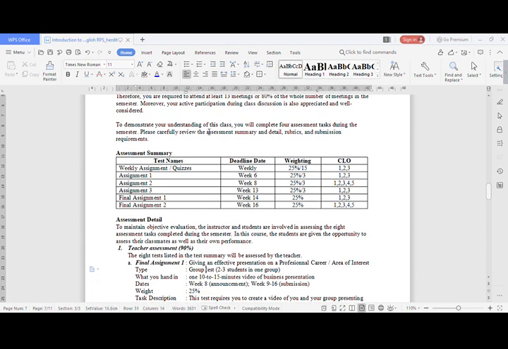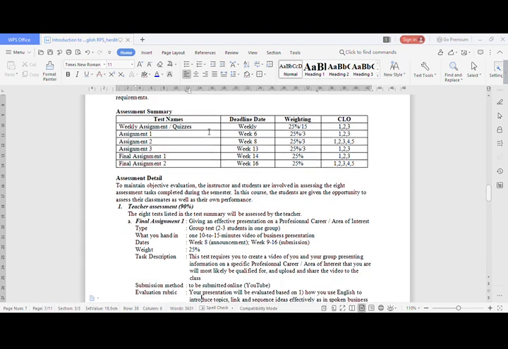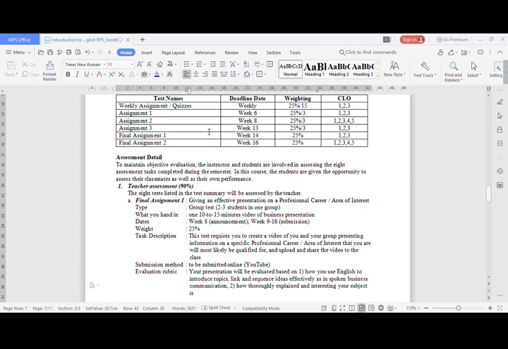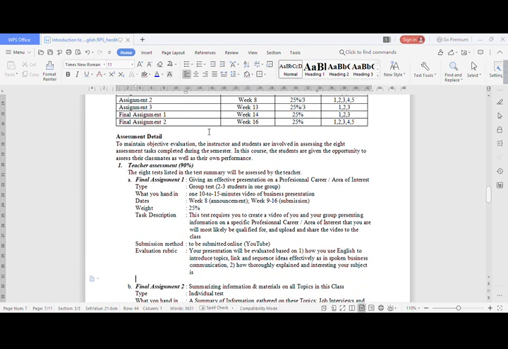Also, let's focus on that for a bit now. The assessment details are the final assignment 1, giving an effective presentation. As I said before, you choose an article or two, and then you talk about it for 10 to 15 minutes on a video. You post that video in an online forum, your friends ask questions about it, give you comments, and then you reply. Basically like that.